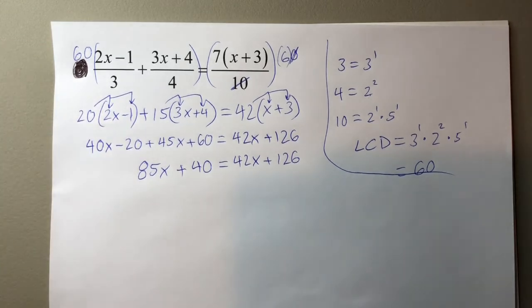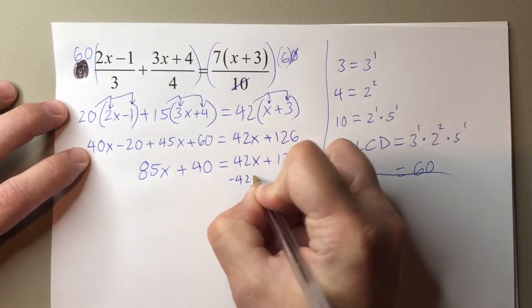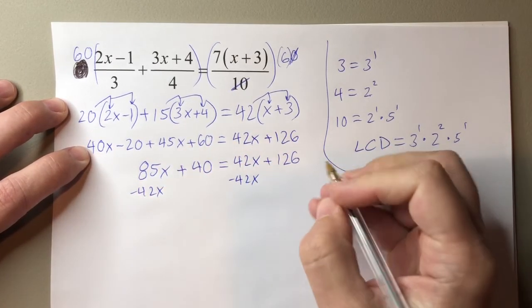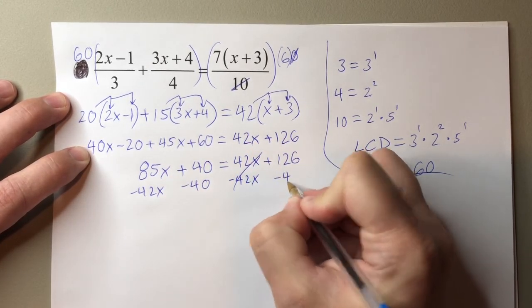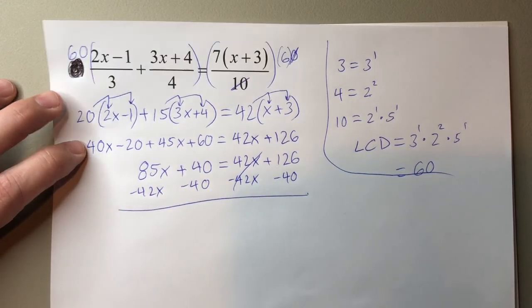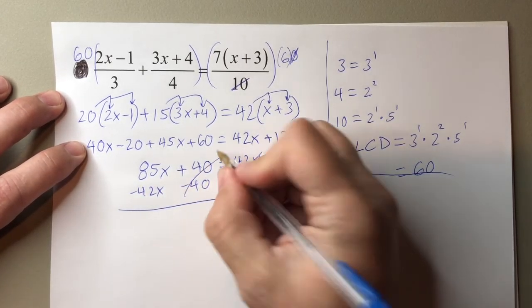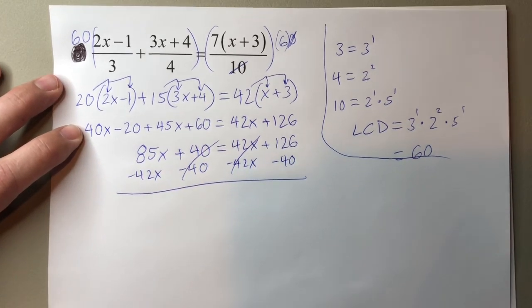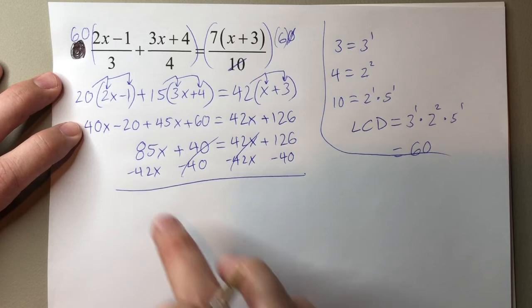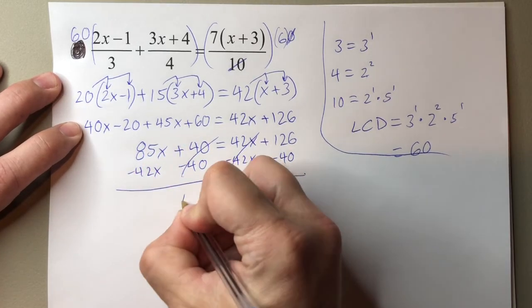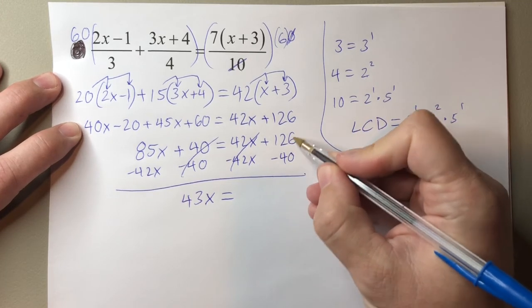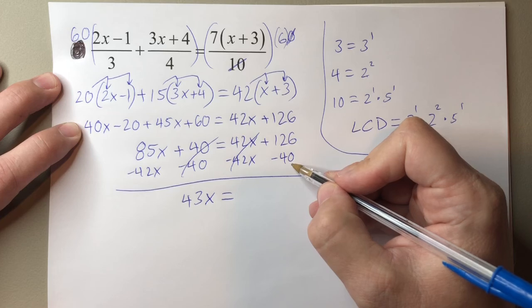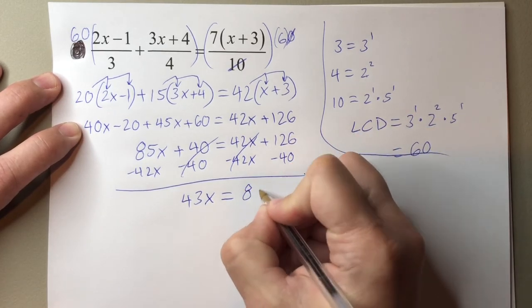At this time, we're going to do the exact same thing we just did in the previous example, number 2. We're going to subtract 42x from both sides so that our x terms are on just one side of the equal sign. And I'm also going to subtract 40 from both sides so that my constant term is just on one side of the equal sign. So let's go ahead and do that. 85x minus 42x: 85 minus 42 is 43. So we get 43x. And that's going to be equal to what? What's 126 minus 40? This difference is 86.